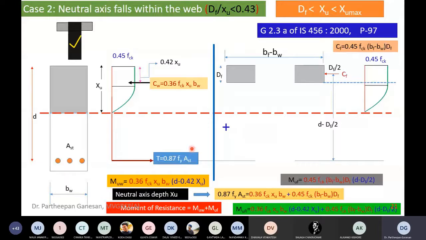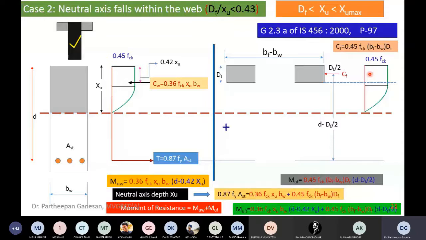So here, please understand, Df by xu is less than 0.43, which means the stress over this thickness of the flange is uniform and the stress value is 0.45 fck. That is why all this is done. Because above the neutral axis it is a T-beam, you have to consider the rectangular portion separately, since we know the equation already. And for the flange portion, you have to consider it separately. Because the stress is uniform at 0.45 fck, you use this.